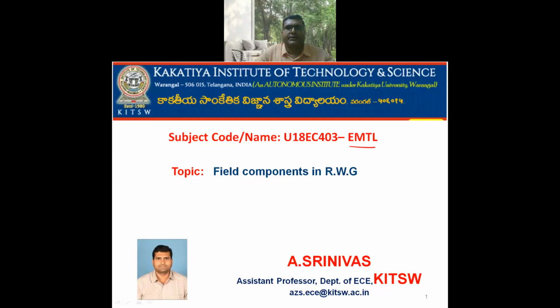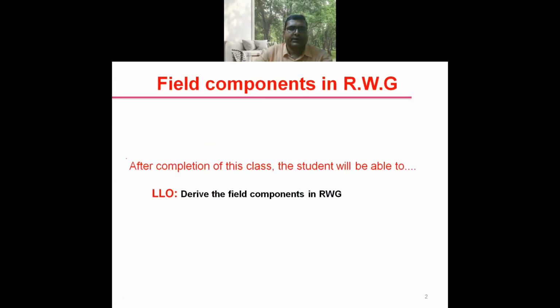Subject code U18EC403. Topic: field components in rectangular waveguide. Lecture level outcome: after completion of this lecture, the student will be able to derive the field components in rectangular waveguide.